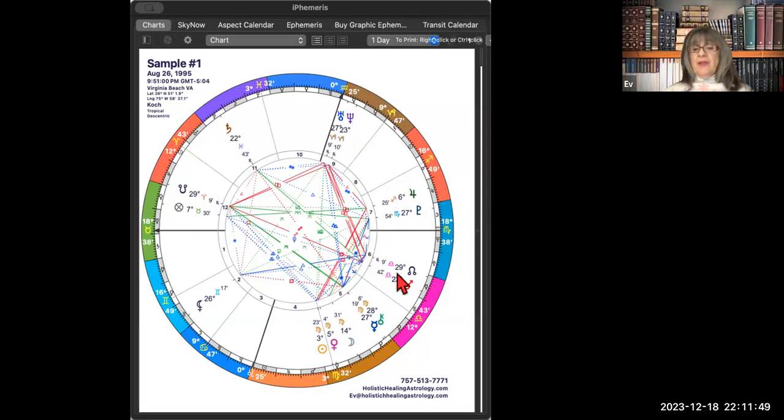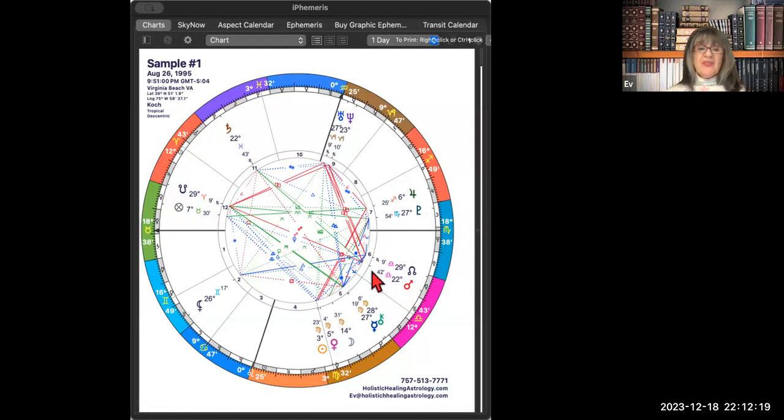So the node is in the 6th house, and the North Node and the South Node is in the 12th house. And I did forget to look at Mars. Mars is 22 degrees Libra, 42 minutes in the 6th house, and it is together or conjunct together with the North Node in the 6th house.